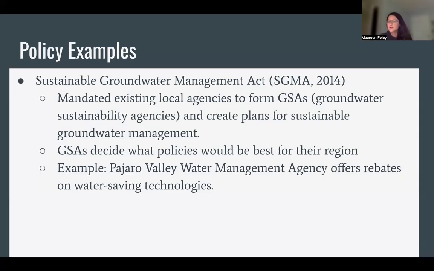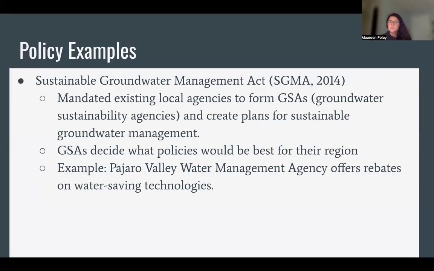They have to decide what their goals are. And the goals have to meet what SGMA says that they need to do, the amount of either reduction of groundwater use or reduction in pollution of groundwater sources. They have to meet those goals, but they get to decide what is best for their region on how they are going to meet those goals. So the GSAs design and decide on the policies that are actually used to reduce the groundwater use.